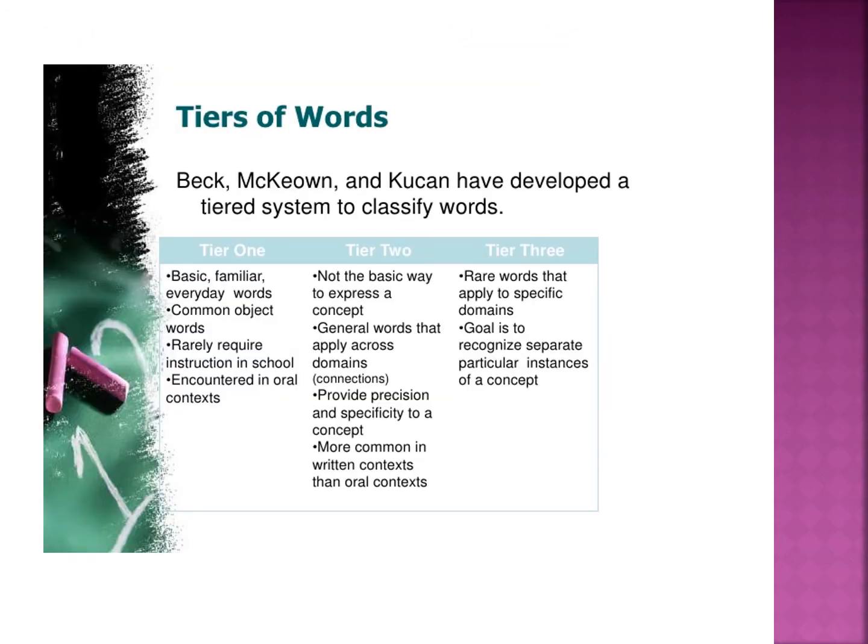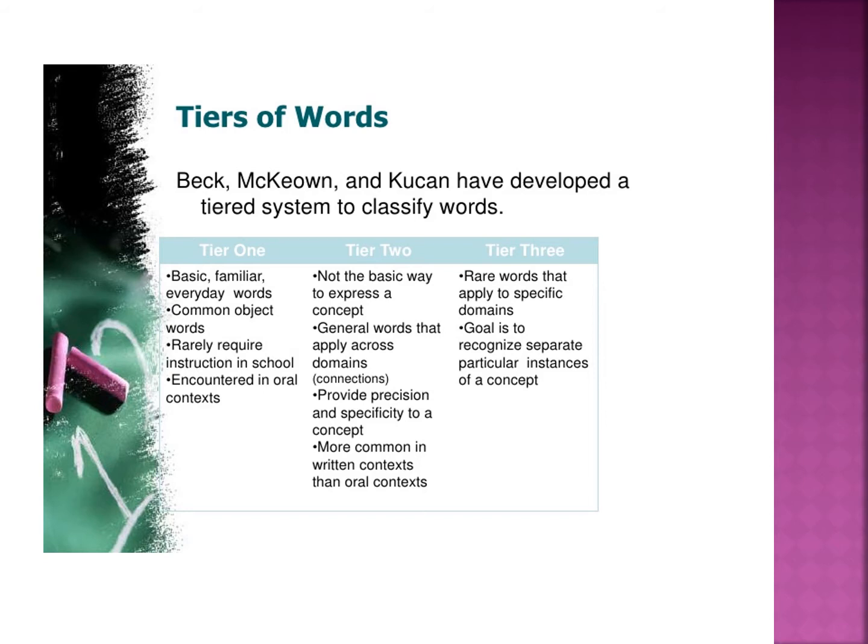Tier 2 words are a little more difficult for students. They are not the basic way to express a concept. They're general words that can apply across multiple domains and in multiple content areas. They often provide specific information that's needed to be successful in your content area. And they are often words that are more frequently found in written context rather than oral context.